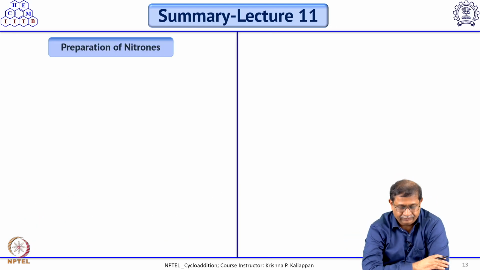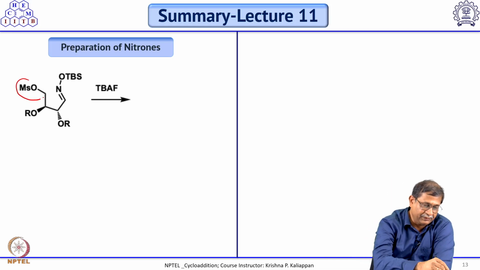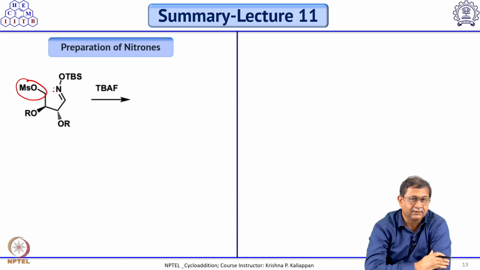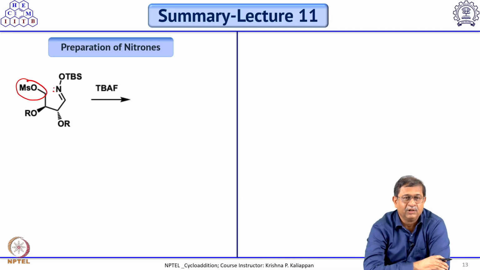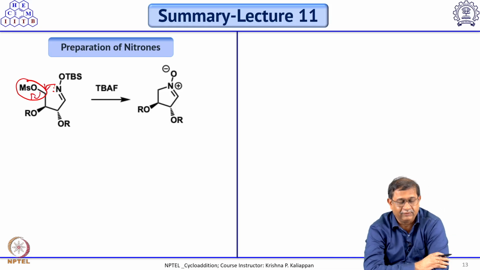So in lecture 11, we moved from ozone to nitrones, and how nitrones can be made. There are several methods by which one can make nitrones. I would just like to recall. If you have a leaving group at an appropriate place, then the lone pair on the nitrogen of the protected oxime can intramolecularly attack and then form a nitrone when it is treated with tetrabutylammonium fluoride. So this is one of the important methods to make sugar derived cyclic nitrones.